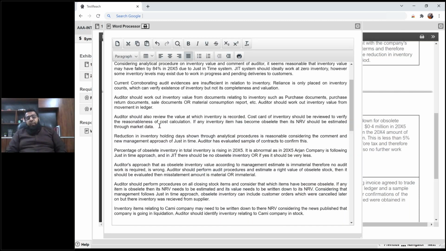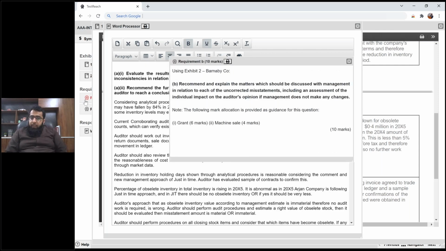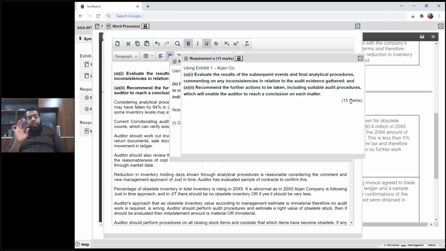I just have one question for you. Did the examiner give marks on total or at each requirement? He has given marks on total. Now, when he has given the marks on total, you should write it in between. You don't need to worry. And it is very easy to write in between like I am doing. I pick the issue, I comment on the corroborating evidence, and I write the procedure at the same time.